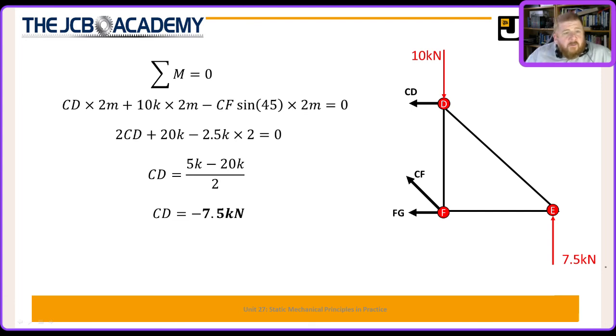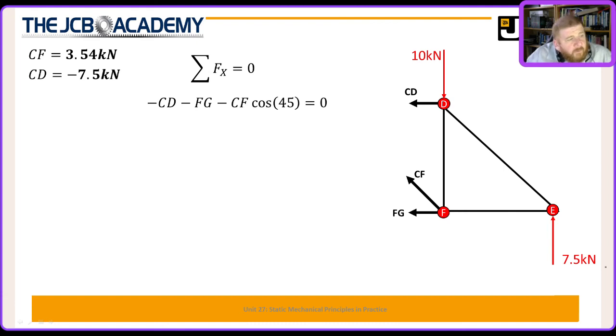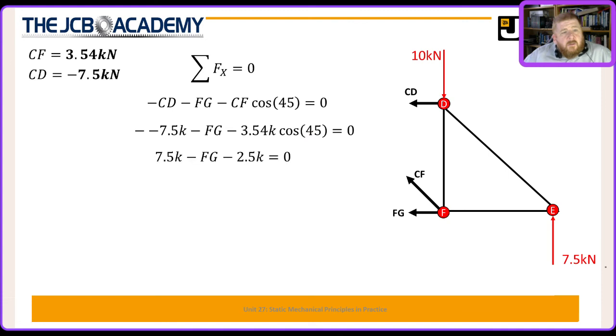Now we can put this force and our CF force back into our sum of horizontal forces. Plug those numbers in, and this is where we need to check with minuses: minus 7.5k minus FG minus 3.54k cos 45. Again, we know this is 2.5k. So minus 7.5k minus FG minus 2.5k is 0, which means FG is 5 kilonewtons.